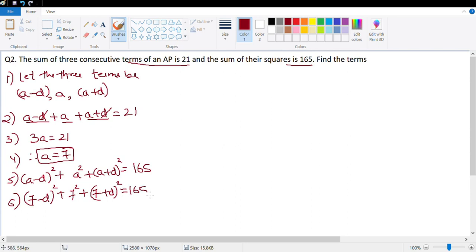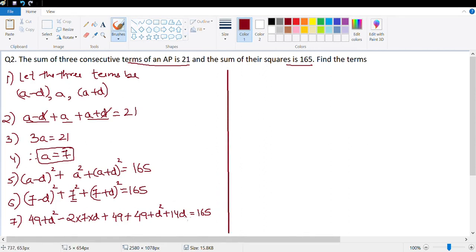Let's open the bracket. This is of the form x minus y whole square. So that's first term square plus second term square minus 2 times first term into second term. This is 7 square, which is 49, plus d square, minus 14d, plus 49, plus 7 square, plus d square, plus 2 into 7 into d, that's plus 14d, and this is equal to 165. So plus 14d and negative 14d get cancelled. What we have is 49 plus 49 plus 49. So 3 times 49, that's 147.